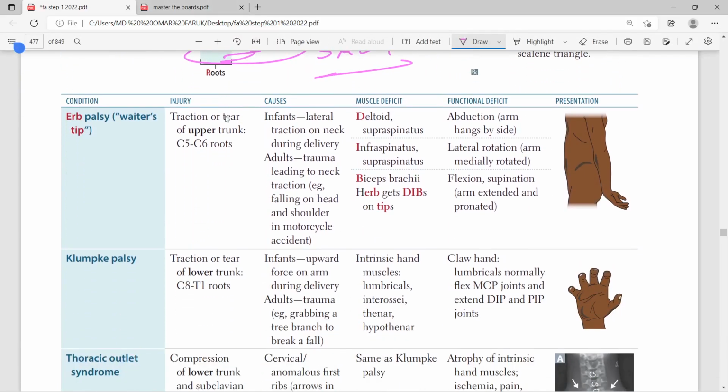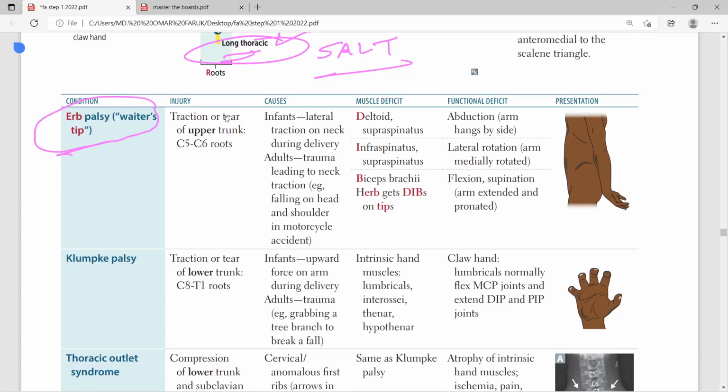What happens in Erb's paralysis or Erb's palsy? Waiter's tip. In Erb's palsy, there is compression of the upper trunk. The causes of Erb's palsy in infants: lateral traction of the neck during delivery. In adults, trauma to the neck traction, and falling on head and shoulder in motorcycle accident. These two things are the important cause of Erb's palsy.